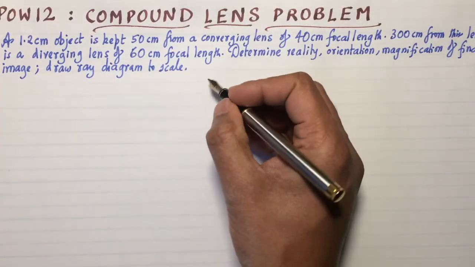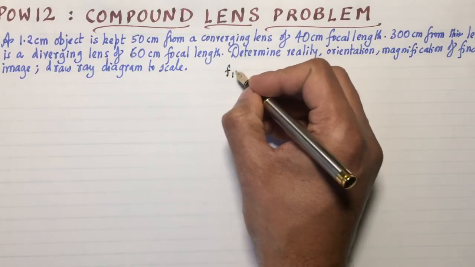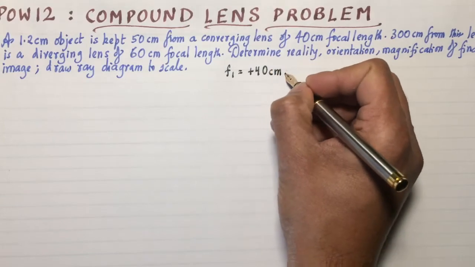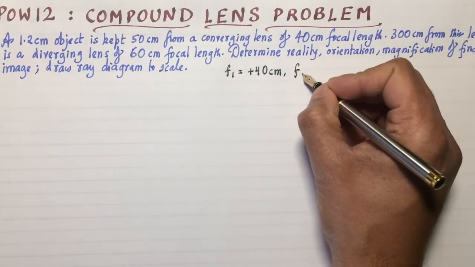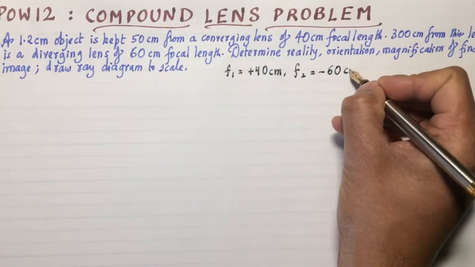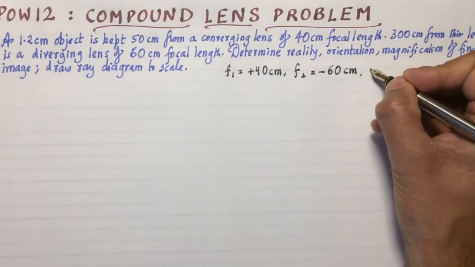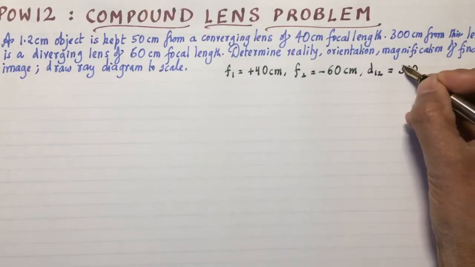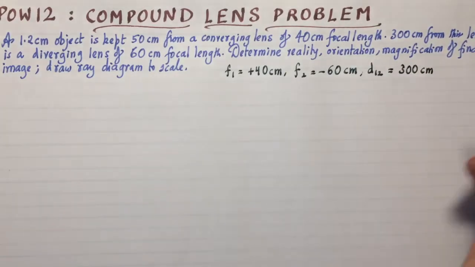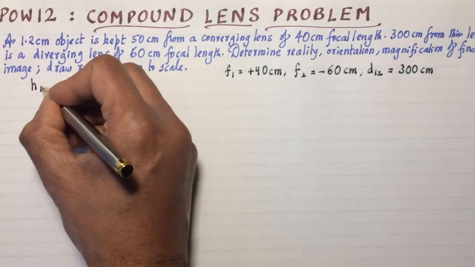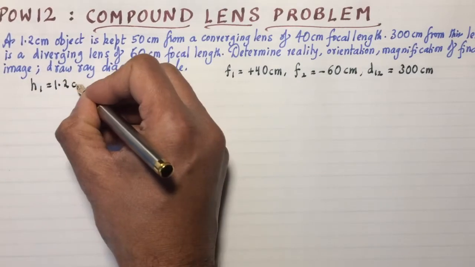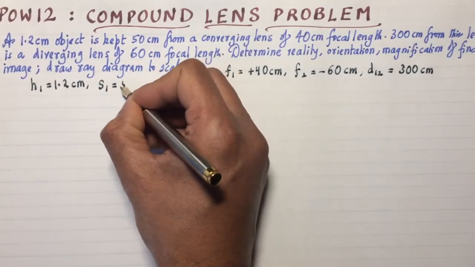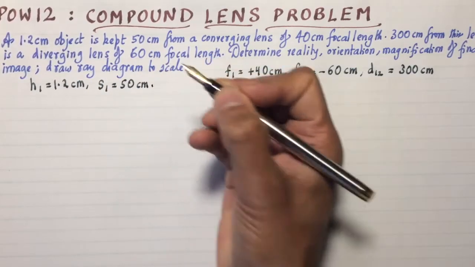The focal length of the first lens, which I'll call f1, is plus 40 centimeters, plus because it is a converging lens, and the focal length of the second lens is negative 60 centimeters, negative because it's a diverging lens. The distance between the two lenses, which I'll call d12, is 300 centimeters. So it's good to write all these up front. The height of the object, which I'll call h1, is 1.2 centimeters, and the distance of the object from the first lens, which I'll call s1, is 50 centimeters. These are all the givens.